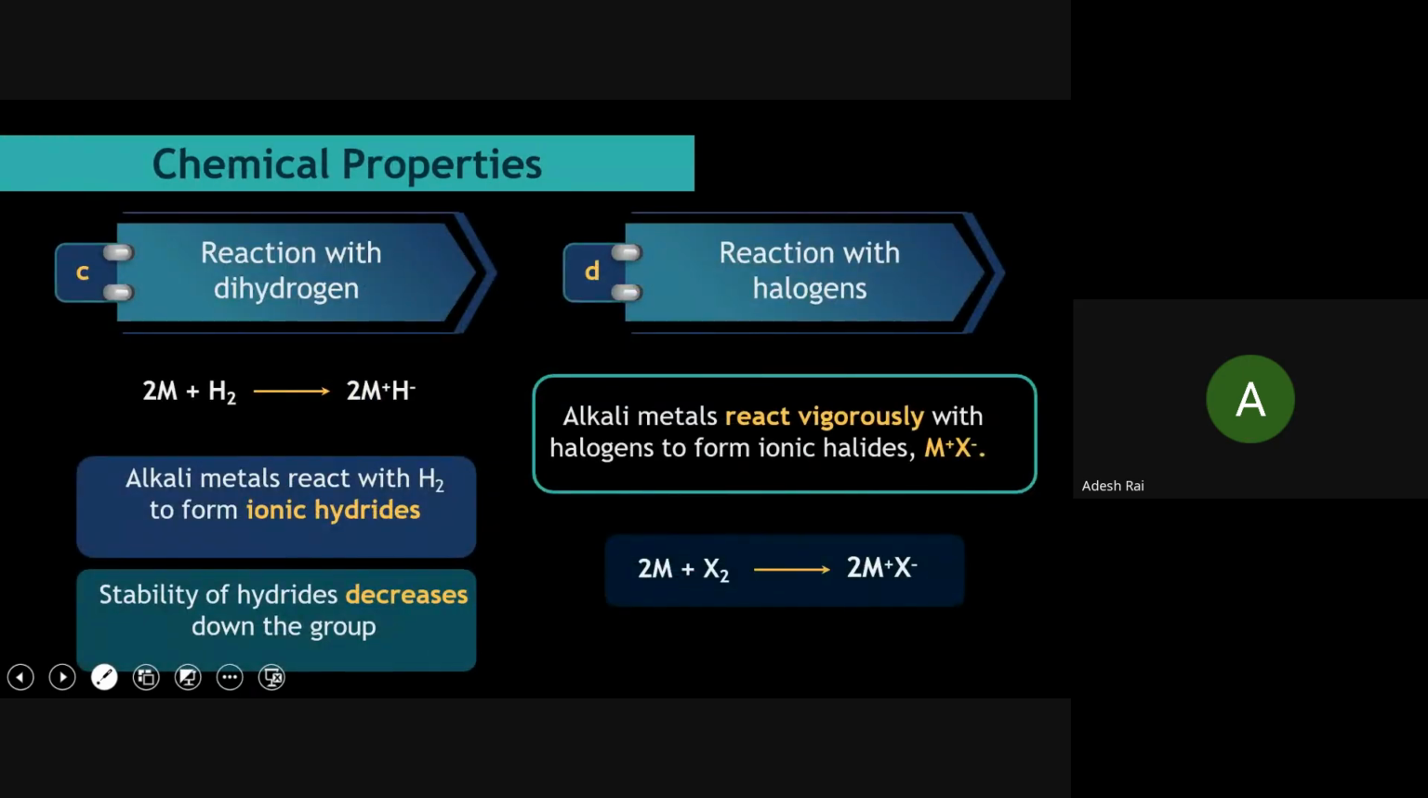Okay. Now, reaction with dihydrogen. When alkali metals react with dihydrogen, what do they form? They form metal hydrides. They will form metal hydrides. Is that clear?